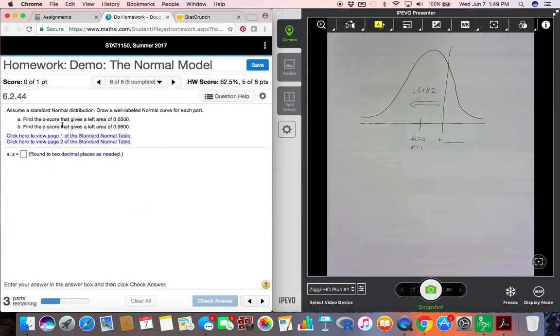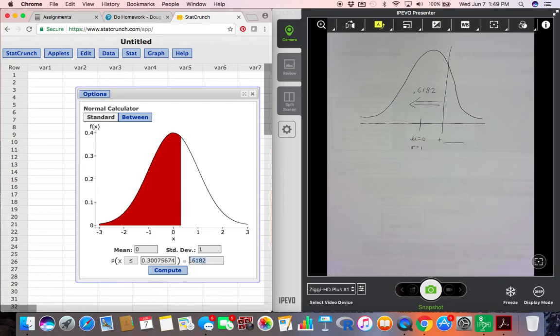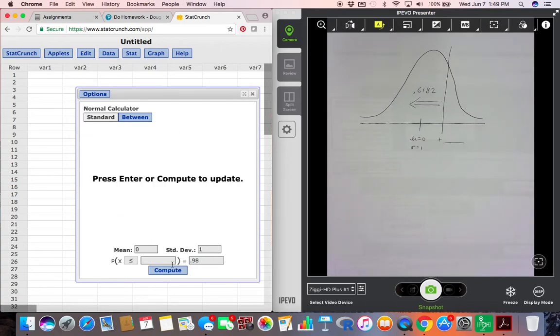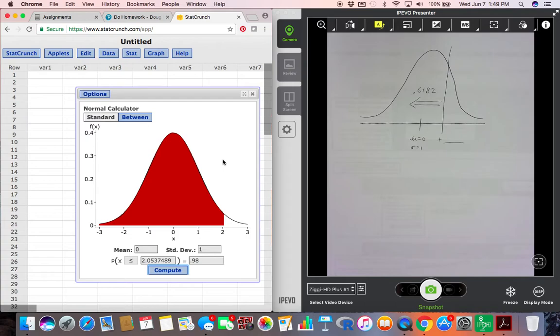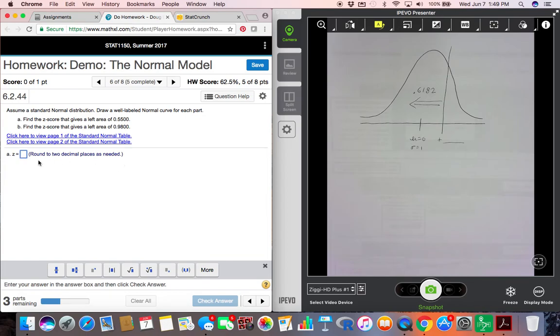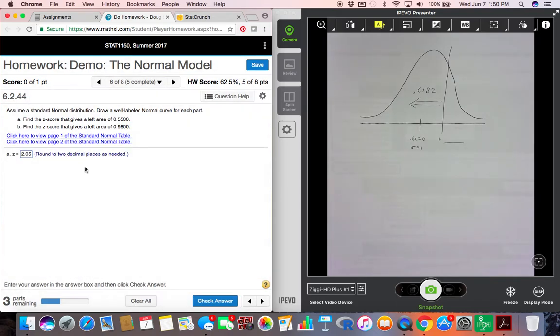Number 2, we want the z-score that gives a left area of 0.98. Okay, so a left area of 0.98 is going to be pretty much exactly what we just did. So 2.05, 2.054, 2.05. Oh, what do we got? Round to two places. So we want the z-score that gives a left area of 0.98.